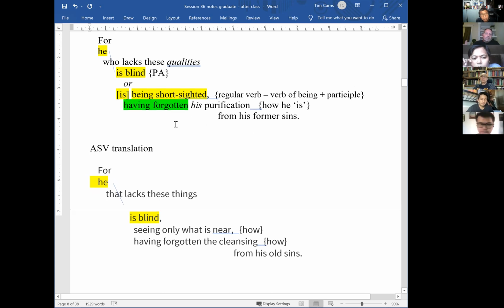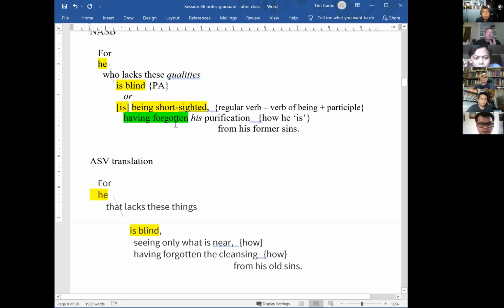So what we've done, it's subtle, but we've shifted the focus of the author here a little bit. In the correctly translated Greek, there's two descriptions being given of the subject. In this case, the subject is "he," which refers to anyone who doesn't have the qualities that he's described up in the previous verses. And he gives that person two descriptions, two characteristics. But the ASV has sort of watered down his focus a little bit by giving just one characteristic with two subordinating ideas.